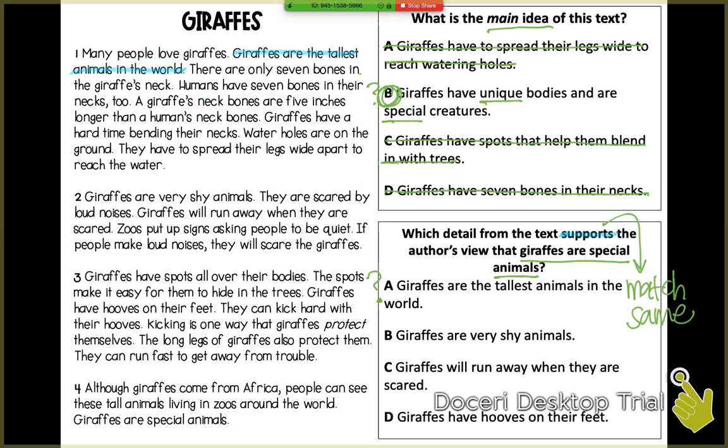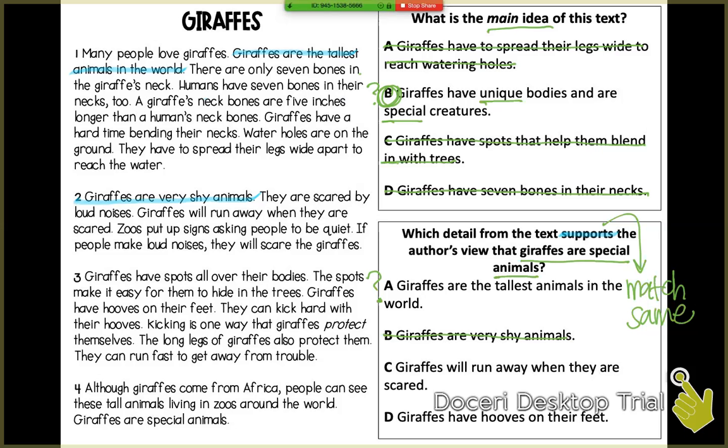All right, B says they're very shy animals, like is mentioned in paragraph 2. Now, like we just talked about, I bet if I gave you a second, you could think of several animals that are very shy. Mice, some squirrels, not all squirrels, cats, dogs, cows, even horses. There are lots of animals that are really shy. So I don't know that that is special or unique to just giraffes, okay? So I think we can slash and trash B.